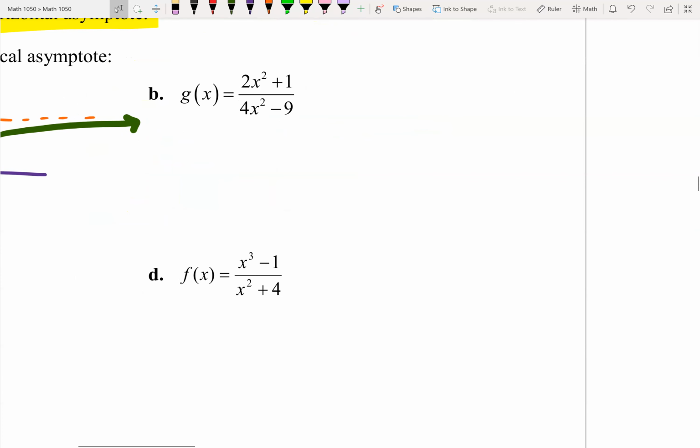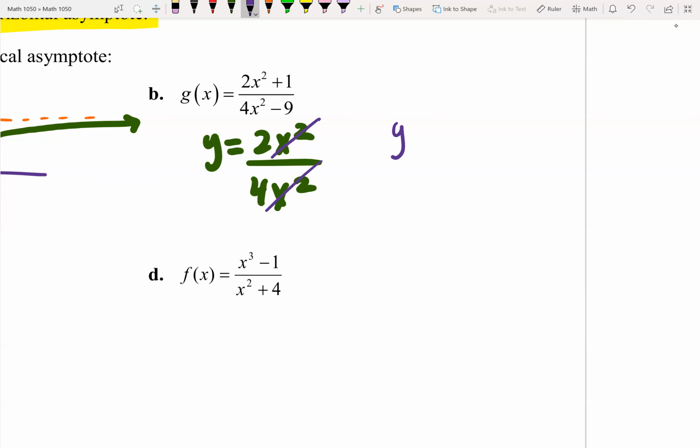Let's do this one. Biggest over biggest. So everybody go y equals 2x squared over 4x squared. You guys, this is the best scenario, for the exponents to be the same because it's so easy. All you do is just get rid of them, and your asymptote is y equals 2.